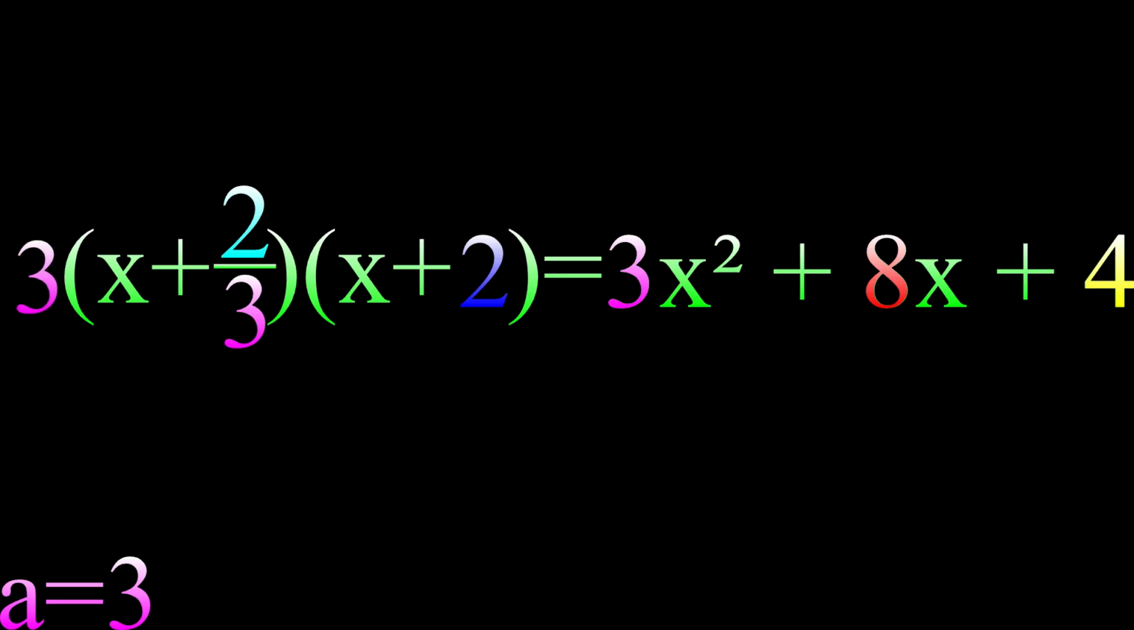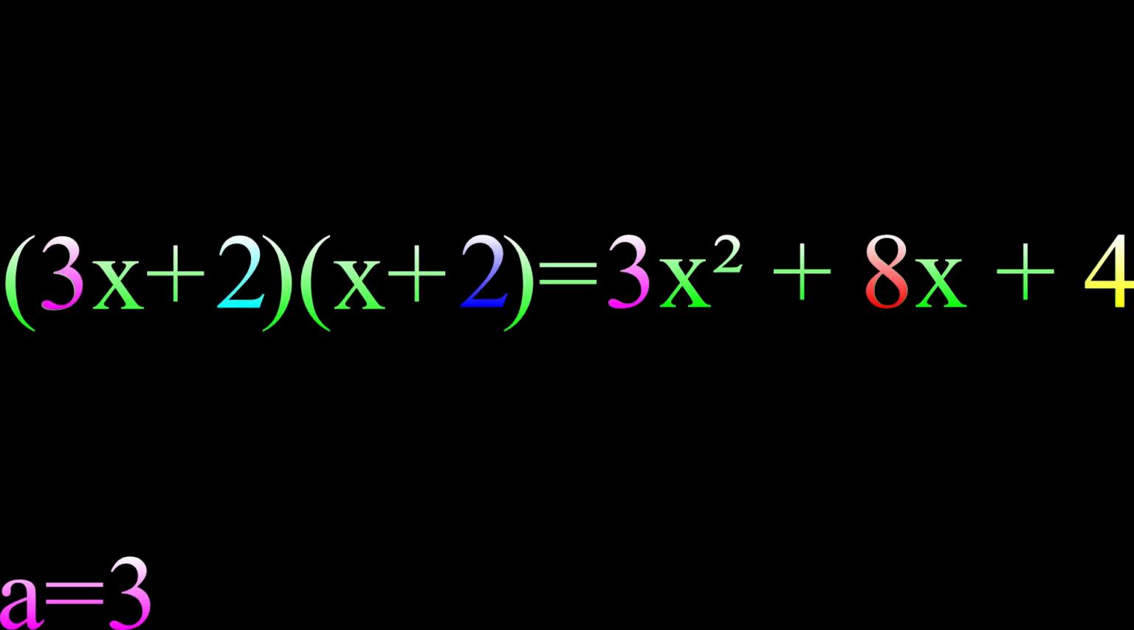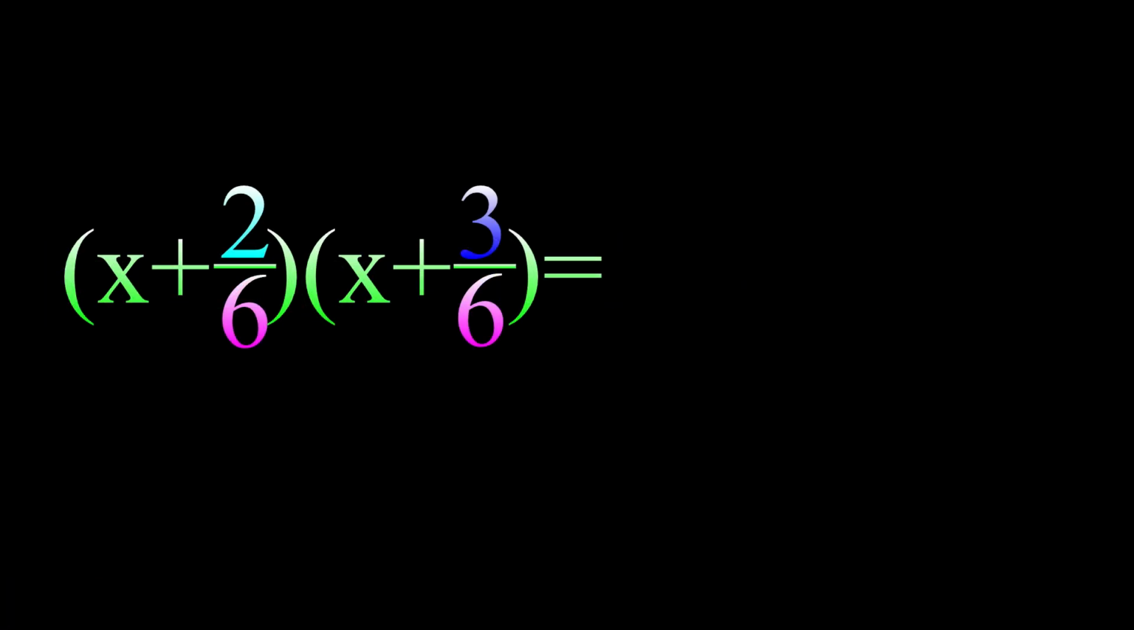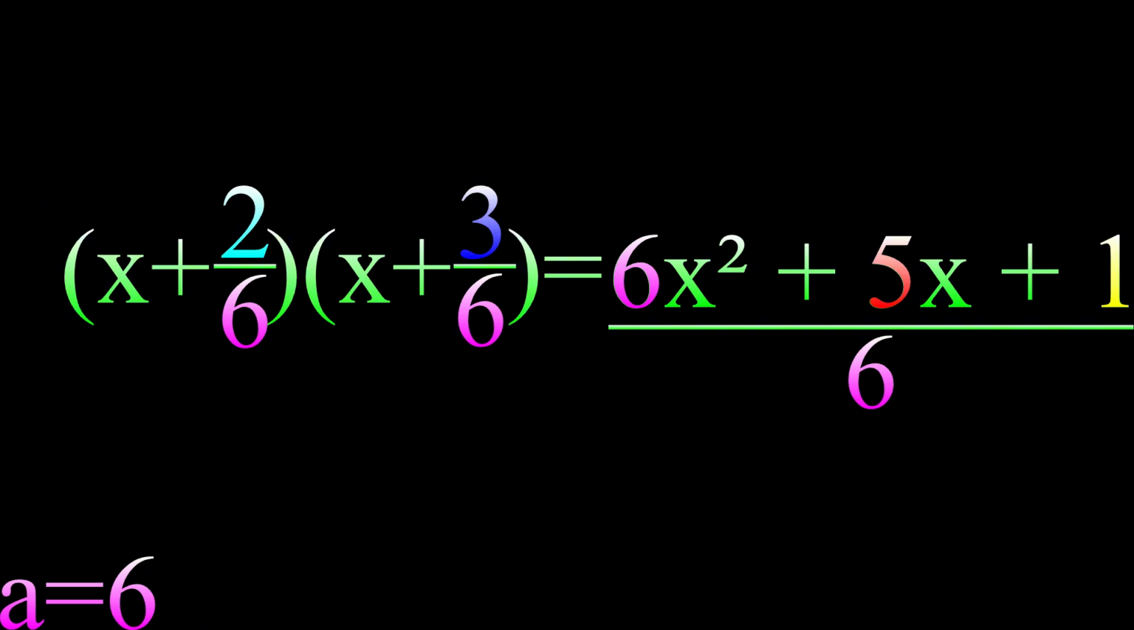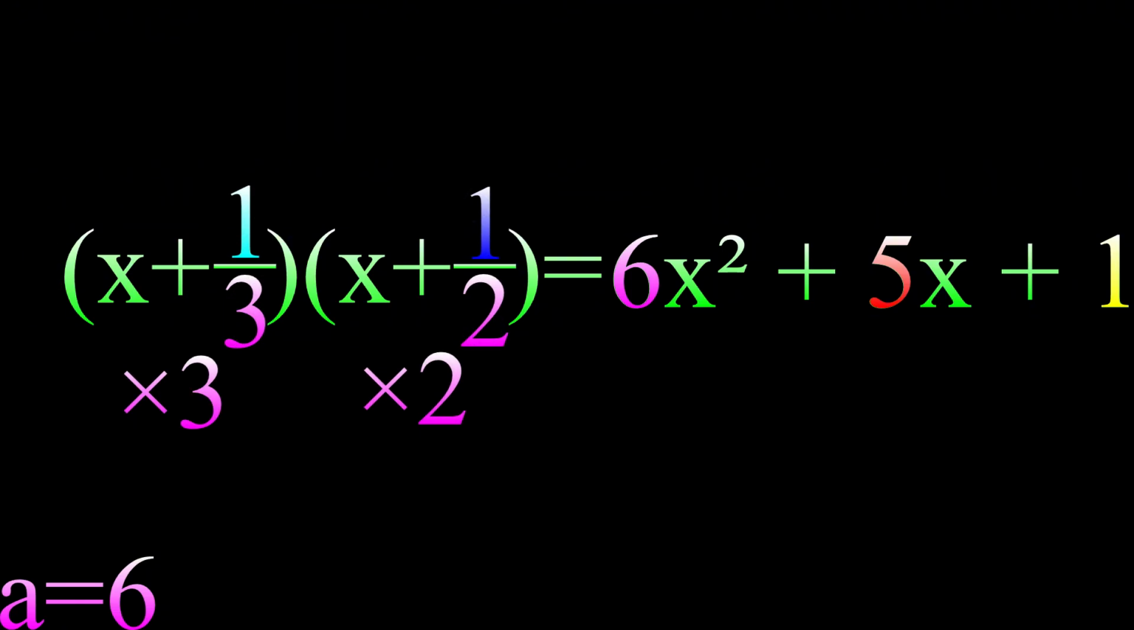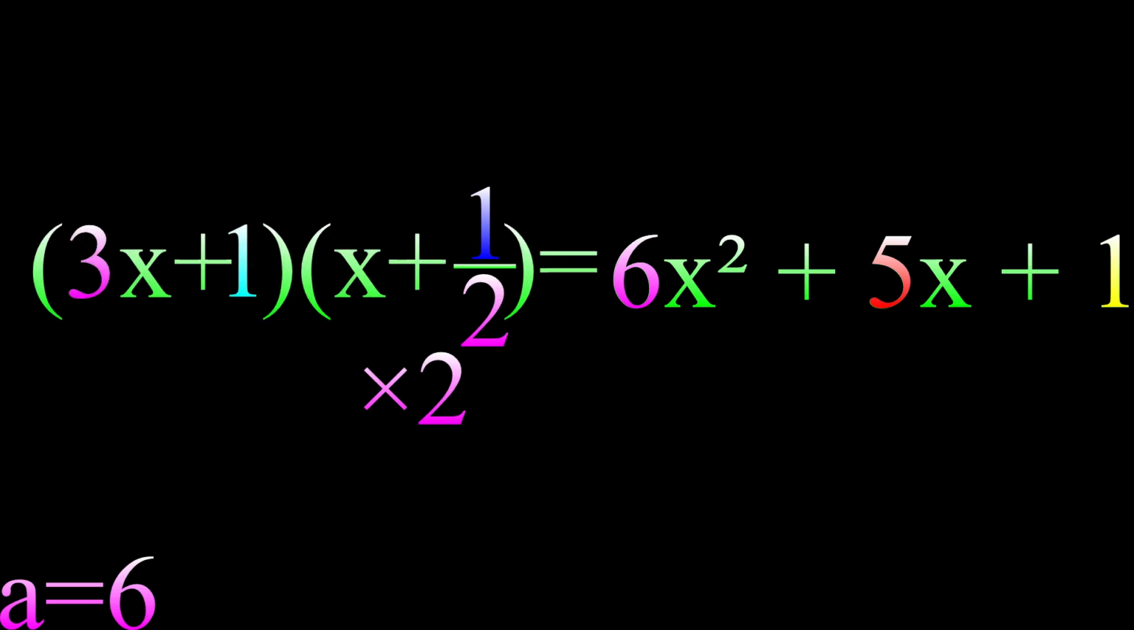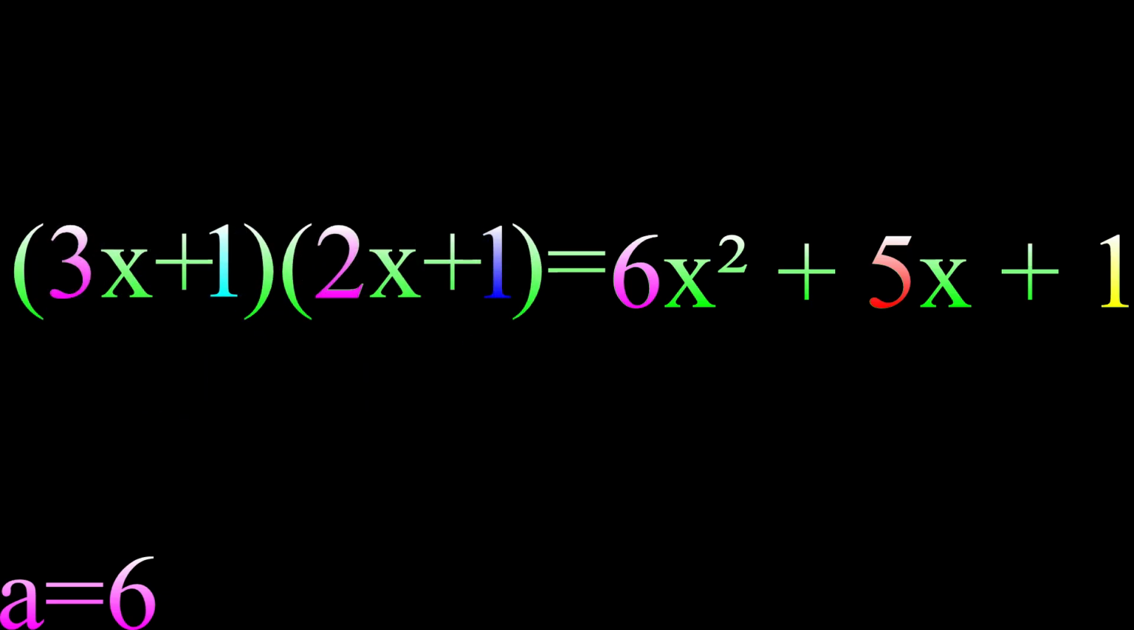Luckily, in the class context, these questions would usually, if you use this method I discovered, although it was previously discovered as well, cancel out nicely. For example, if you get x plus 2 over 6 times x plus 3 over 6, you had to divide by 6 to get those fractions, because a was 6. Now you multiply everything by 6, and the times 6 can be distributed among the two brackets, and then it's just 3x plus 1 times 2x plus 1.